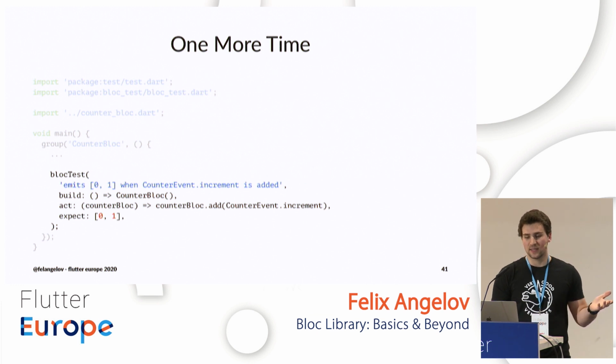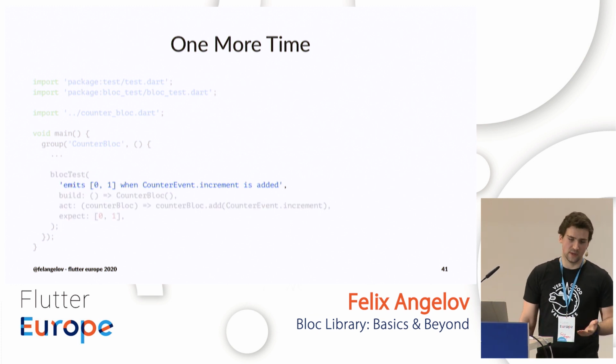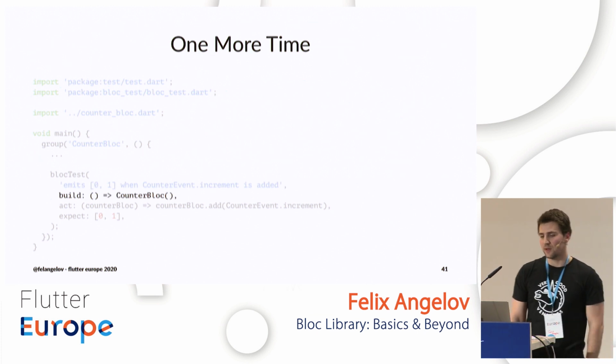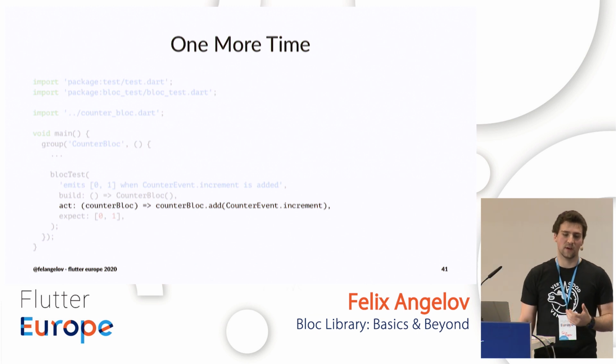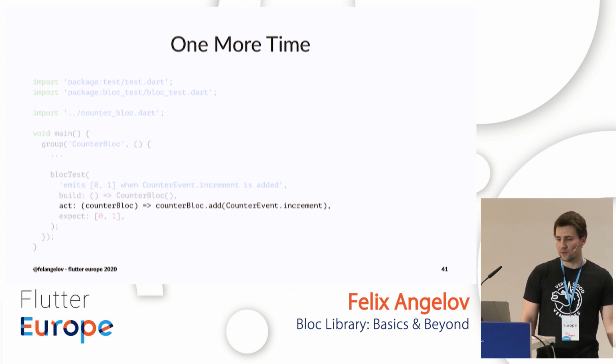So let's say we want to test the case where we add the increment event and we get 0, 1. Just like before, we'll have a description, "CounterBloc emits [0, 1] when increment is added." Same thing in our build, we return a new instance of our CounterBloc, and then this time there's this act part of the test. So act is where you can optionally interact with the bloc that you returned in your build and do things to it, so add events to it, right? So we'll add the CounterEvent.increment to our CounterBloc, and now we can expect that 0 and 1 is actually emitted.